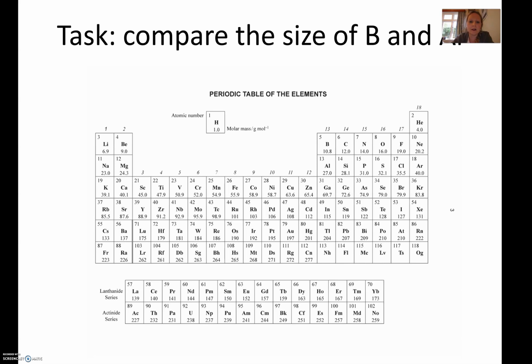Okay, so let's compare the size of B and aluminium. They're both in the same group, they're both in group 13. Boron has got 2 energy levels, and aluminium has got 3. Aluminium's valence electrons are physically further from the nucleus than boron, and there's greater shielding by inner shell electrons. This is going to weaken the electrostatic attraction between aluminium's valence electrons and the nucleus, and therefore it'll have a larger radius. Despite the fact that it's got more positive protons and therefore a greater nuclear charge, the greater number of energy levels is having the greater effect here.